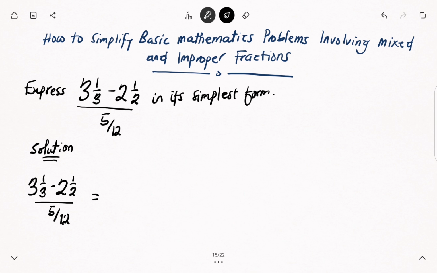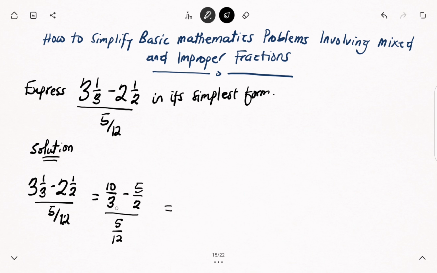By that, it means I have 3 times 3, which is 9, plus 1, which is 10. So it is now 10 over 3 for the first number we have over here. Then minus, I look at the second number, 2 times 2 here gives me 4, plus the top one is 5. So I now have 5 on 2 over here, all divided by 5 on 12. Now from here, all I need to do is to simplify the top expression, and then continue to simplify the entire equation.